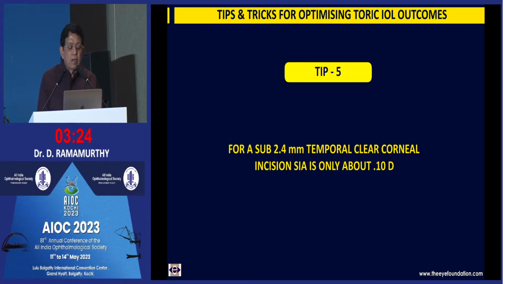Another very important point you need to understand is that for a sub 2.4 millimeter temporal clear corneal incision, which is my normal incision, the SIA, the surgically induced astigmatism, is just about 0.1 diopters. I used the Hill calculator, and for a long time I used to believe that my incisions are creating an astigmatism of 0.44 diopters, and I used to incorporate that, and that may be one of the reasons for the suboptimal outcomes I used to have.